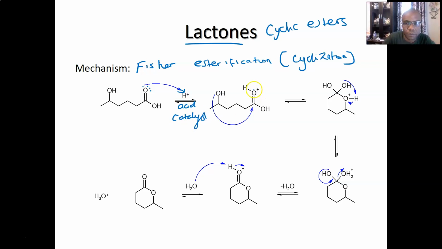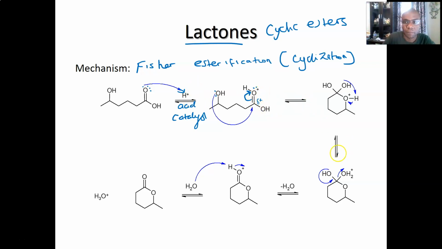Okay, so you'll be left with one lone pair. Oxygen will take a plus charge, and then use your alcohol, which is within the same structure, to attack the activated carbonyl of the acid. That will cause this pi bond to open up. Okay, that arrow is missing.